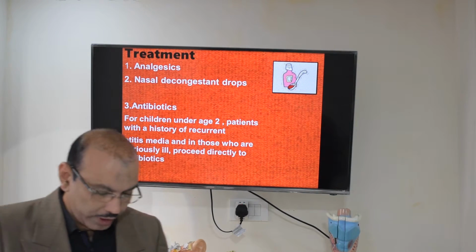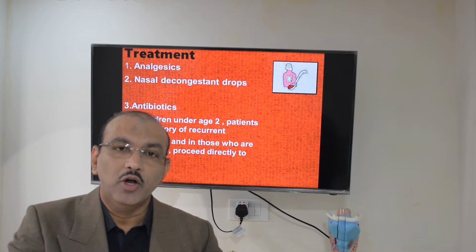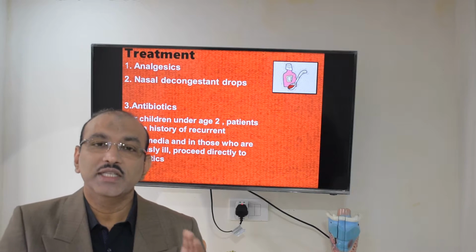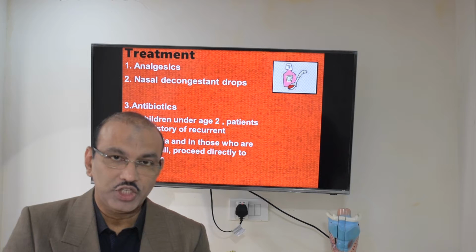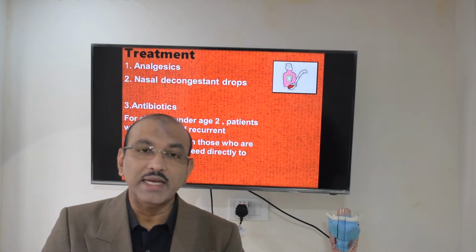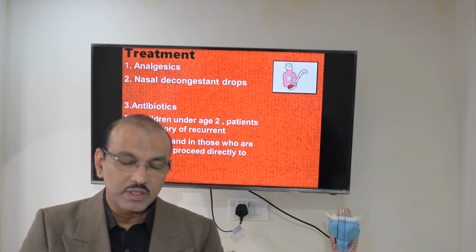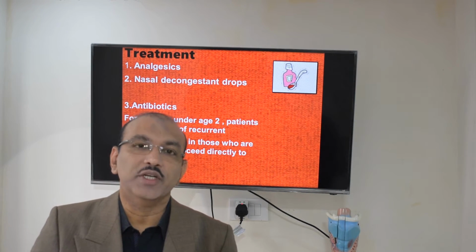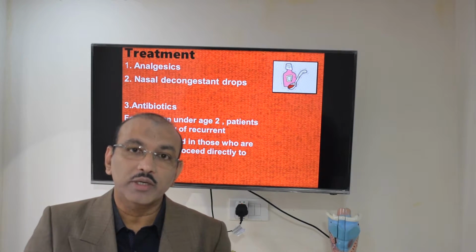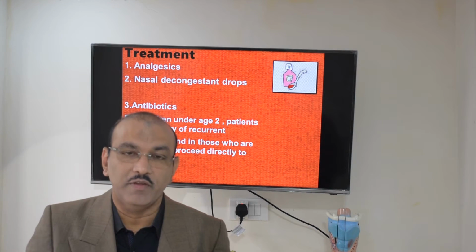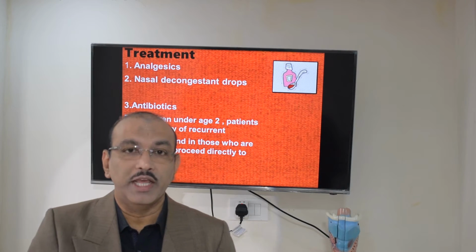But at this point, I would like to tell you that in some conditions, we need to give antibiotic on day 1 itself. Which are these conditions? One is when the child is less than 6 months of age. Second is when the child is less than 2 years with both ears involved. Third is the child has a history of recurrent ear infection. Fourth is the child has an immunological problem and he has a high fever. In these conditions, we don't wait. We start antibiotic on day 1 also.